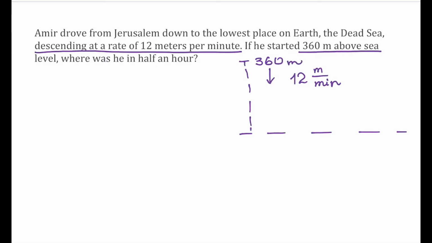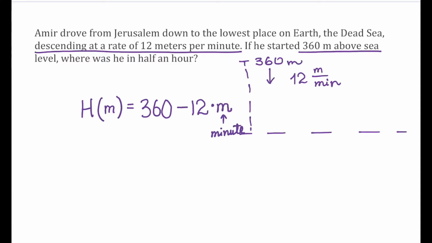Since he's going down, I'm going to write height again, and it's how it changes every minute. So I'm going to say h of m, and then 360 is where he started. And then I'm going to subtract from it because he's going down, minus 12 times m for minute. And so the question is, where was he in half an hour? So that would be in 30 minutes. So what is his height after 30 minutes of going down?